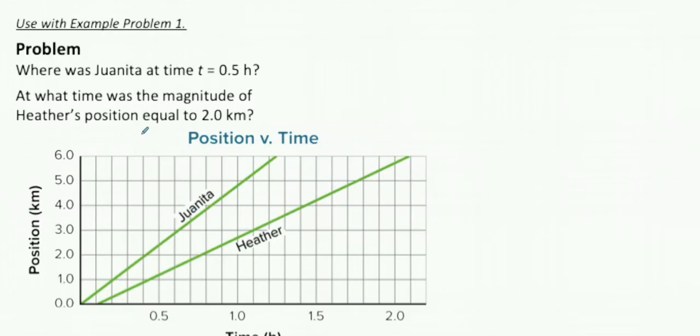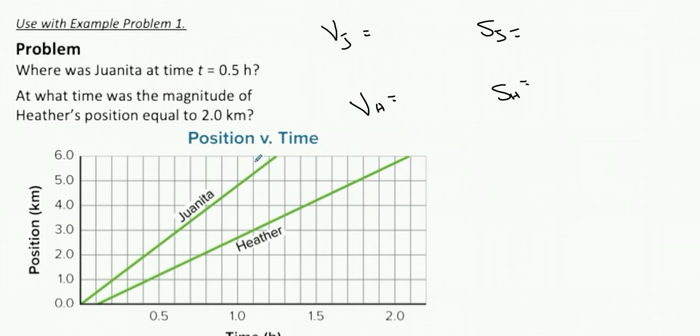So we did this example in the last lesson, so I'm not going to spend a whole lot of time on those. What I want to do is find the velocity of Juanita and the velocity of Heather. How fast are they going? Let's find the speed of Juanita and the speed of Heather. Pause the video, see if you can figure that out, and we'll come back to it.